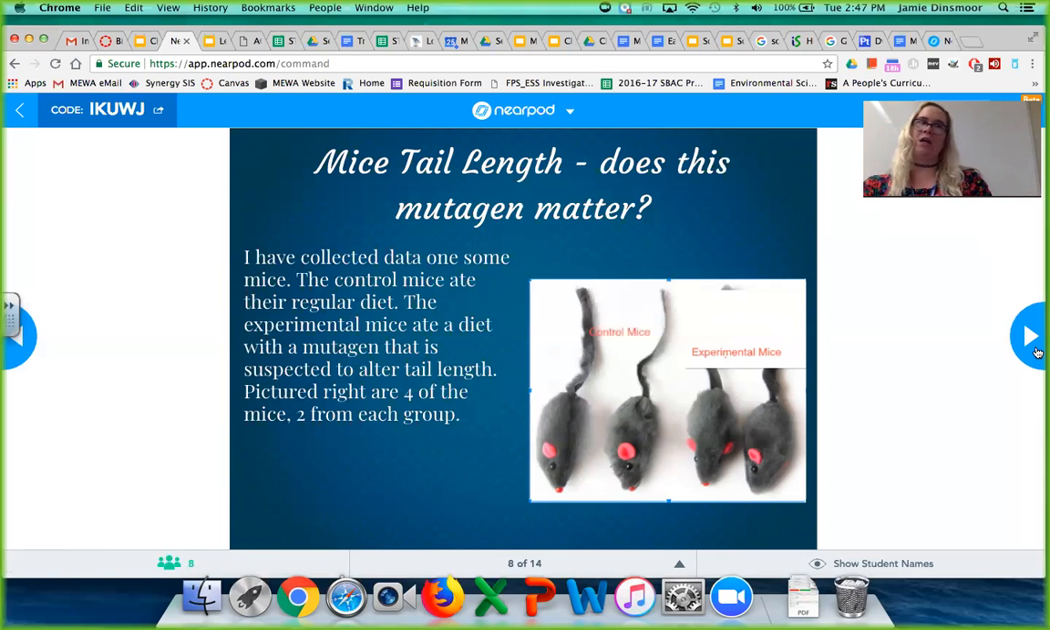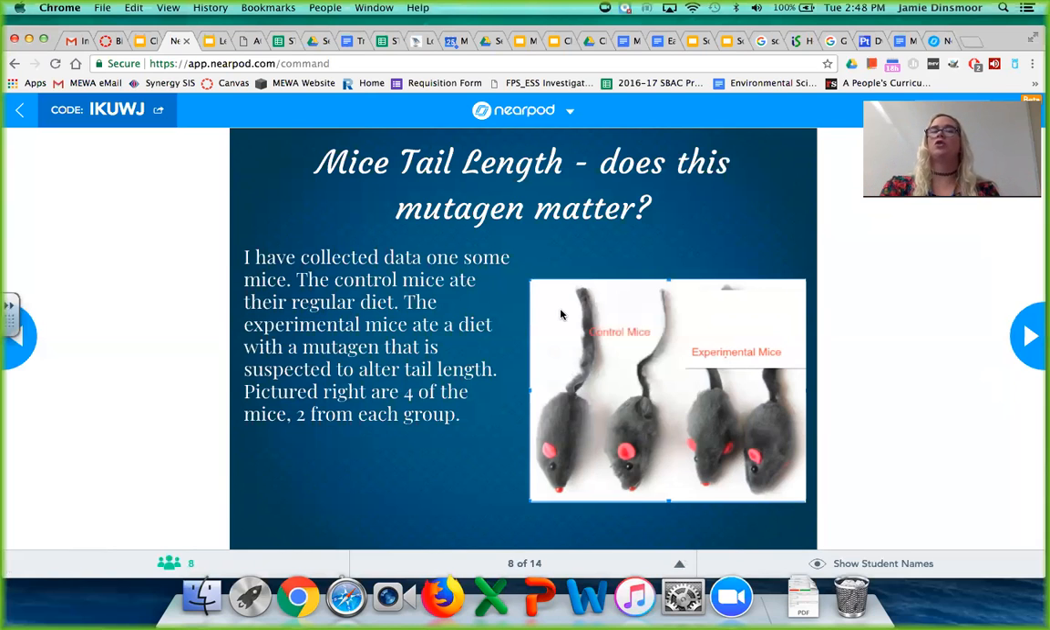Because I think from doing research and doing all this other work that this mutagen is causing them to have a different tail length. So I want to design an experiment to see, is that true? Of course, being a good scientist, my null hypothesis, right? I would assume, no, there's no difference between regular mice eating a regular diet and these mice eating this mutagen, or something that's meant to mutate their DNA, basically a poison.